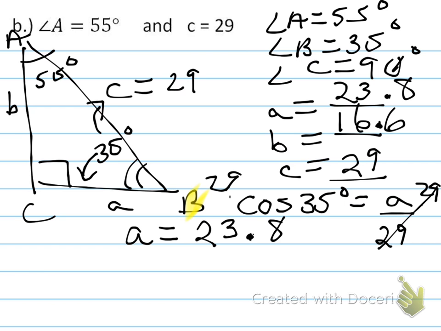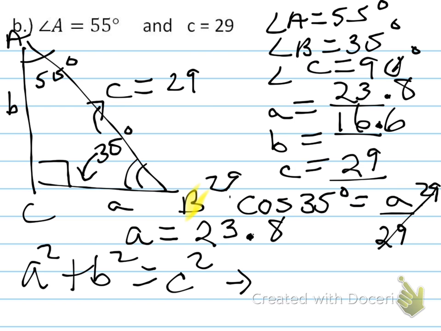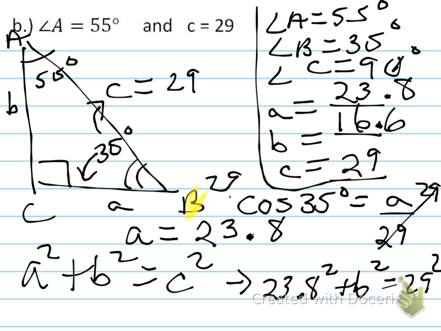And again, I was just doing the Pythagorean Theorem, a squared plus b squared equals c squared. So that's 23.8 squared plus b squared equals 29 squared. You guys should know how to do that by now. So all of these answers, all 3 angles and all 3 sides, is how you will solve the triangle.